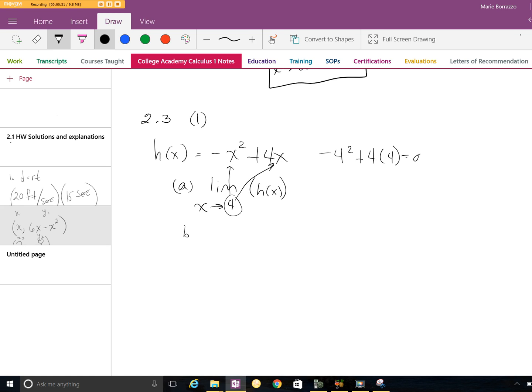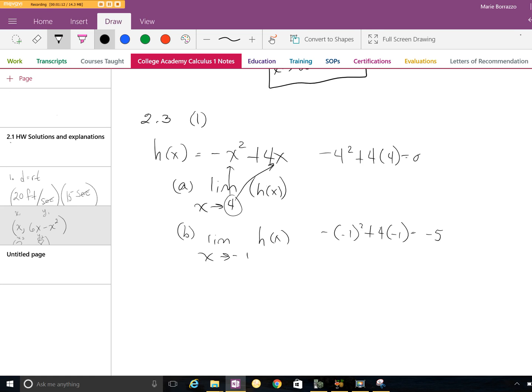Okay, so for part B, same thing, you have the limit as x approaches negative 1 for the function h of x. Same thing here, you're going to plug in negative 1 squared plus 4 times negative 1. This will result in a limit of negative 5.